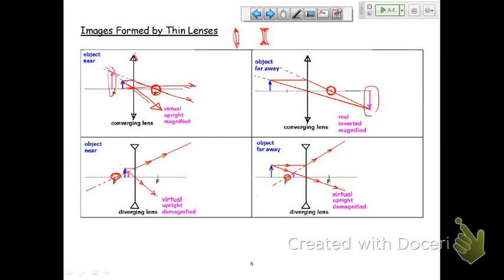So I find lenses, if you stopped me in the hallway and asked, will the image be real or virtual? I have no idea. I couldn't tell you, but I can draw the diagram for it. So I tend to get my answers from the diagram. I think I know one person who can do that.